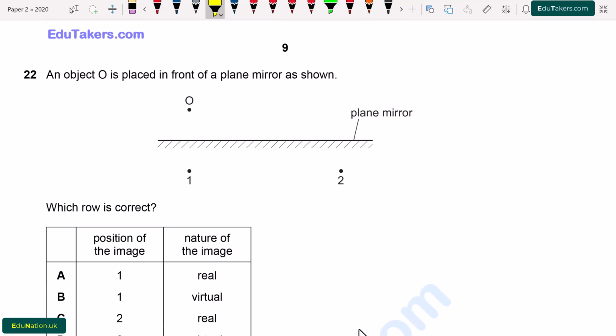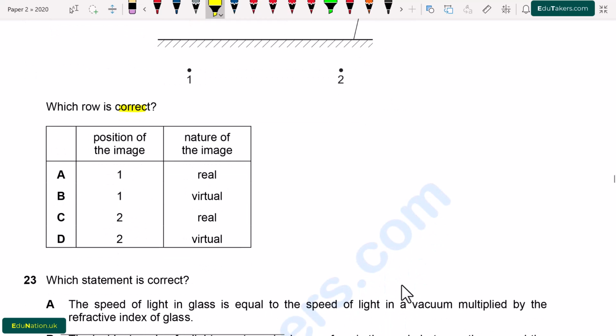Question number 22. An object O is placed in front of the plane mirror as shown. So here is a mirror and the object O is placed in front of the mirror. Which row is correct for the position of the image and the nature of the image? Option A: 1, real. B: 1, virtual. C: 2, real. D: 2, virtual.